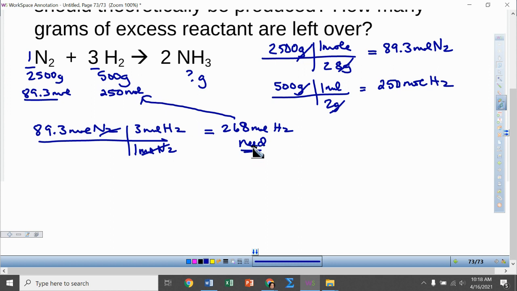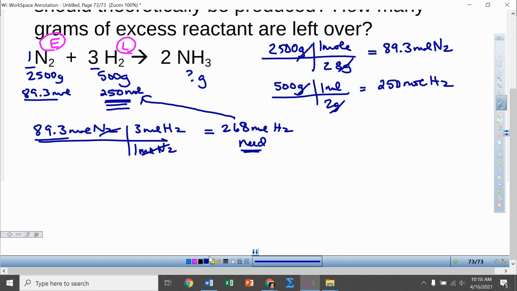If I need 268 moles to react with 89.3 moles of nitrogen, do I have it? And the answer is no, I do not have it. Okay, I need 268, I only have 250. Automatically, that's limiting, that's excess. Okay, now again, if this number had been different, let's say it was 300, I'd be like, oh, I need 268, I have 300. Oh, I have way more than I need, that's excess, that's limiting.